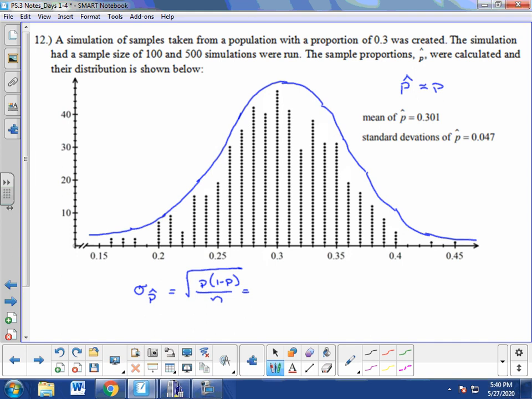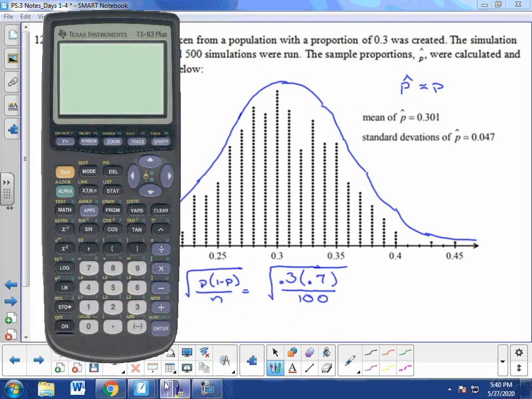And so P, in our case, is the population proportion, which was given to us as 0.3, times 1 minus P, which would be 1 minus 0.3, so 0.7, over N. Remember, N is the number of data points that were taken. So there were 500 simulations, but that was from the sample size of 100. So this value 100 is equal to N. So if I input this into my calculator, I'm going to take the square root of 0.3 times 0.7, and then I'm going to divide that.